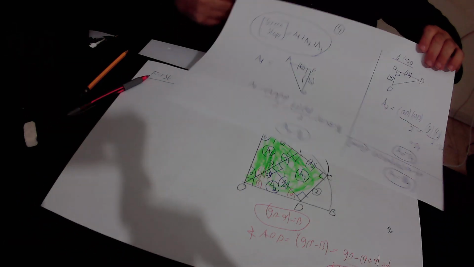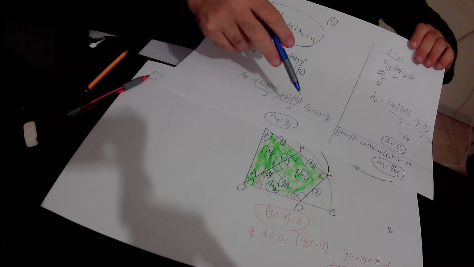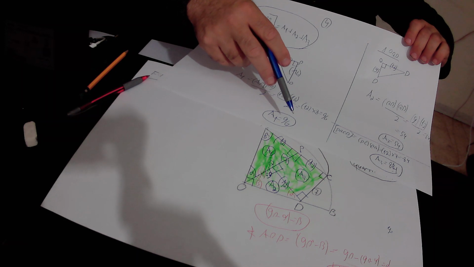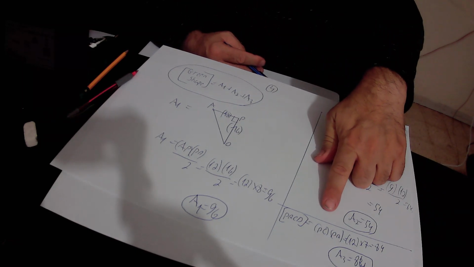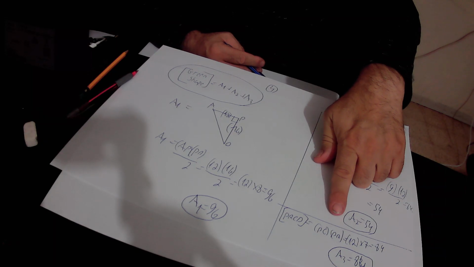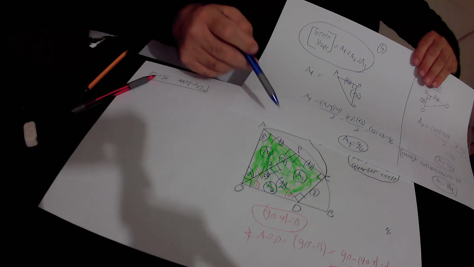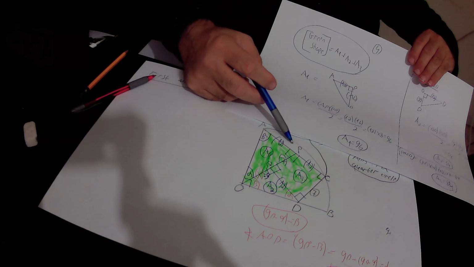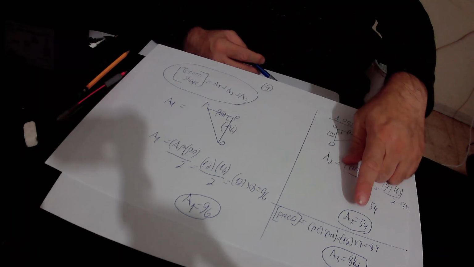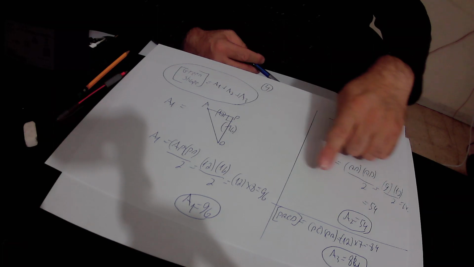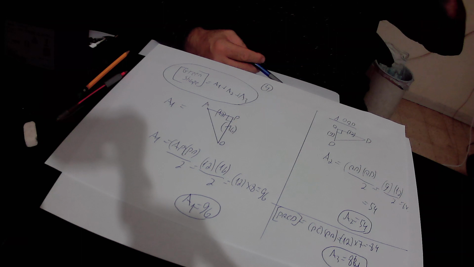Plus A3. A3 is the area of this rectangle PQCD. The area of a rectangle is the width times the length. The length is PC, and the width is PQ. PC equals 12 and PQ equals 7, so in total the area of rectangle PQCD equals 7 times 12, that is 84.